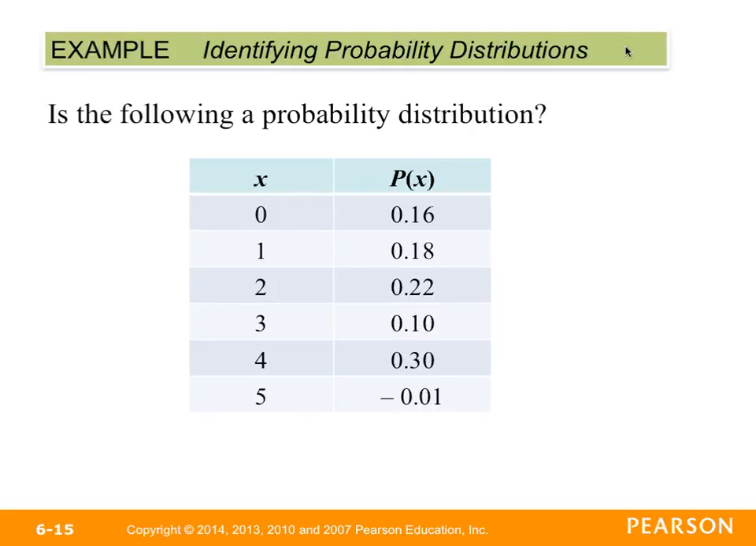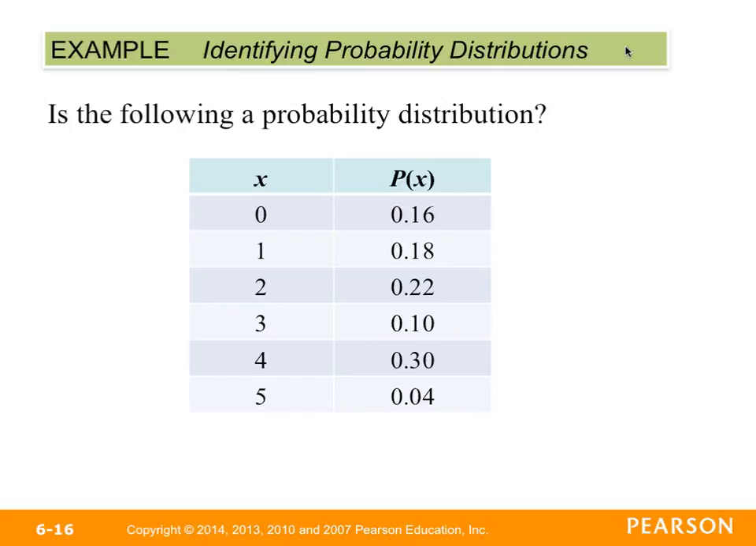All right, let's look at another. This one is very similar to the last one, but they changed it. At x equals 5, we have a probability of negative 0.01. Now, if you remember that second rule that we talked about, probabilities can never be negative. Probabilities always have to be between 0 and 1. So we cannot have a negative probability. So this one is not a probability distribution either.